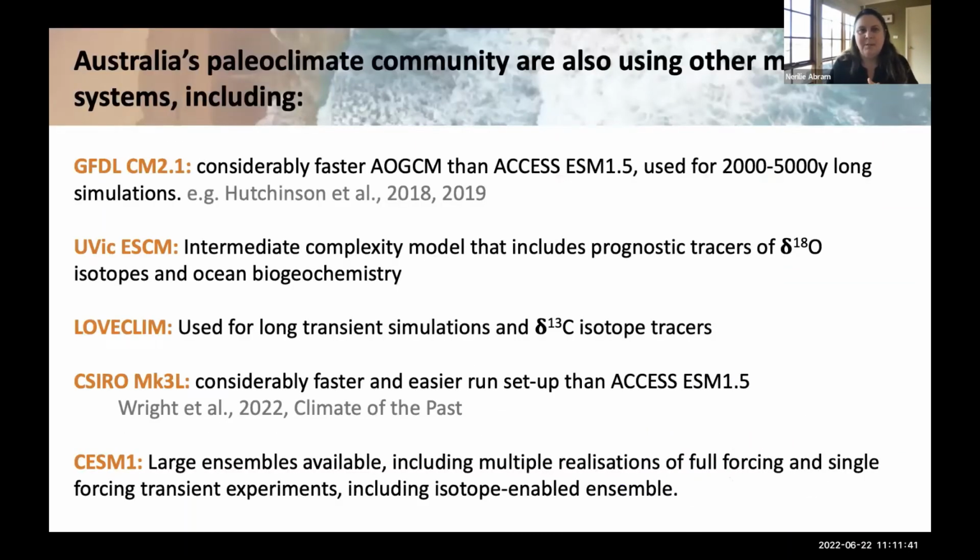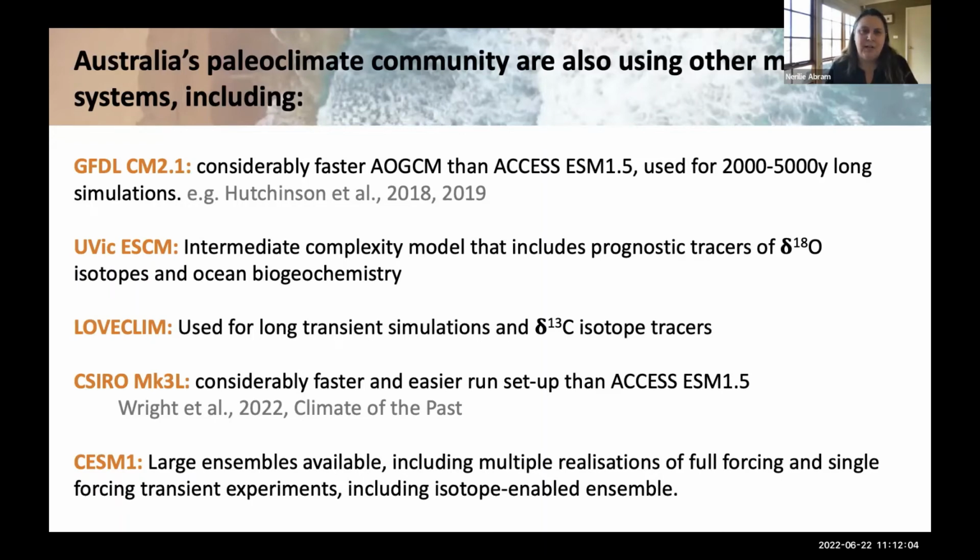So the paleoclimate modelling community in Australia is using a number of different models and for a number of different reasons. So some of these are the GFDL CM 2.1 model. That's being used because it's considerably faster than ACCESS ESM 1.5, so it can be used for these runs sort of up to 5,000 years long.